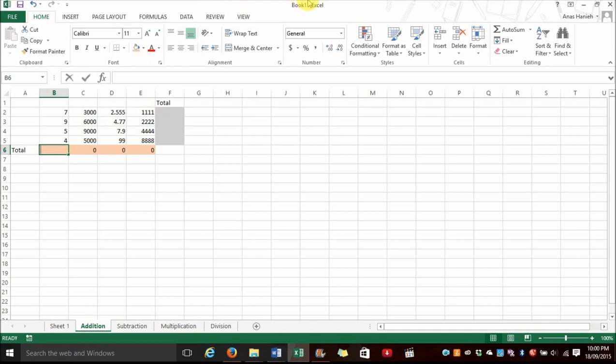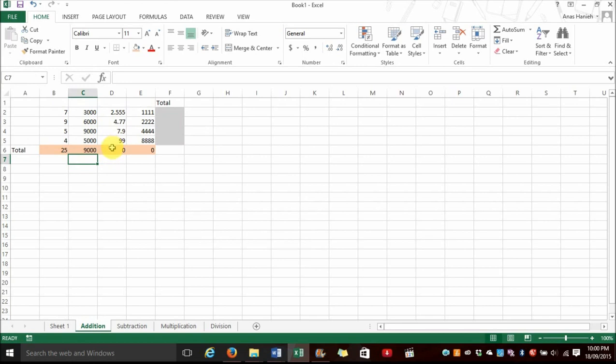So the first method is just to write down the digits 7 plus 9 plus 5 plus 4 and press enter. You actually get your answer. Now there is a second method, which is a faster method. You need to put the equal sign and select the cell. So for example 3000, but then you need to put plus and 6,000, which equals 9,000.